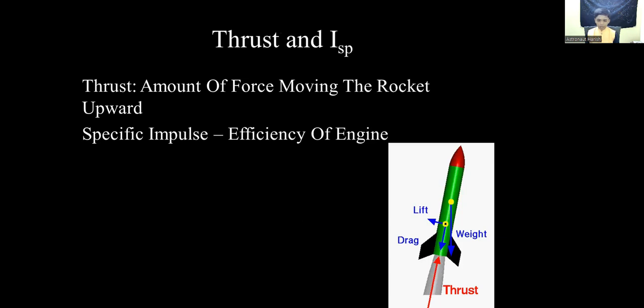Thrust and specific impulse. Thrust is the amount of force which moves the rocket upward. The weight of the rocket brings it down due to gravity, while the thrust counteracts the gravity and helps the rocket move forward. Specific impulse is used to describe the efficiency of an engine.